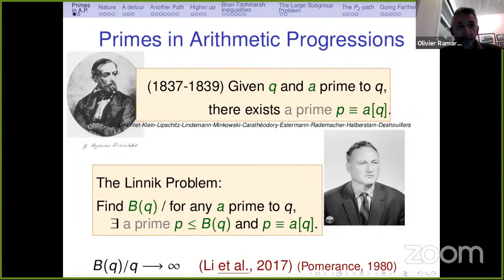So if you look at all the primes from 1 to Q, you have only Q over log Q of them. And most probably they are not going to be enough to cover all the residue classes because you have some gaps between them. That has been proved long ago. So B of Q over Q tends to infinity. That has been refined by Pomerance in the 80s and recently by Lee and Shakan. So it's something like Q times log Q times log log Q times log log log log Q, and it's very small.